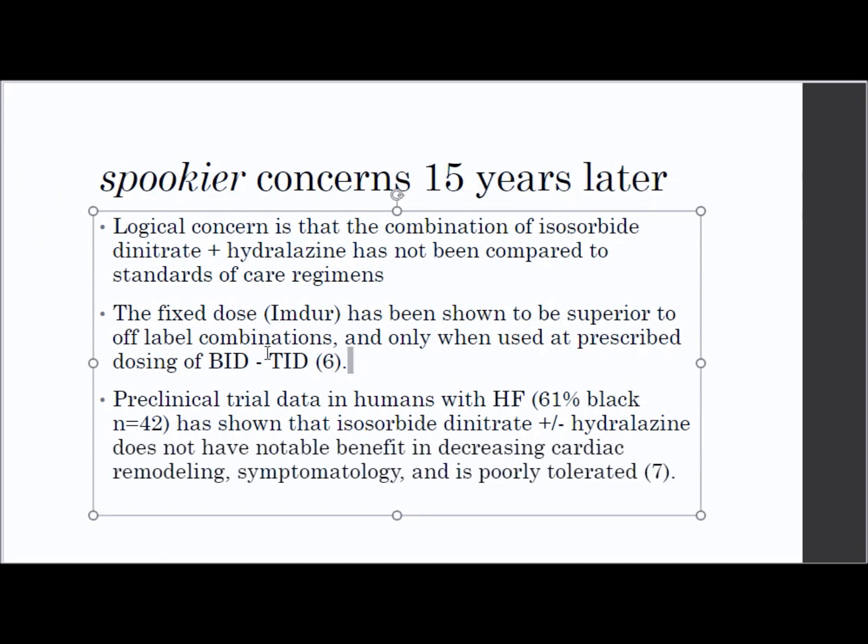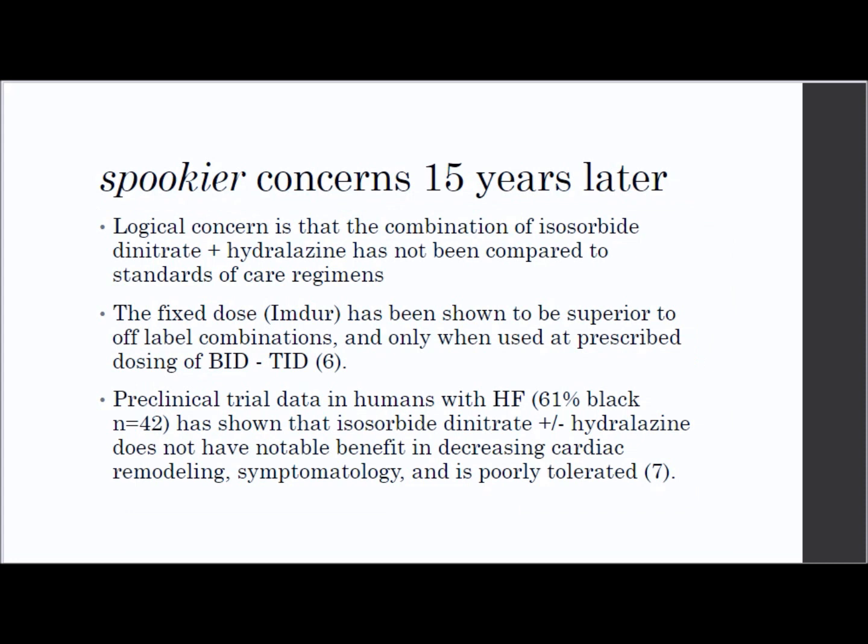It needs to be used at that fixed dose combination, which is really hard to get most patients on. And preclinical data has not shown that there is this massive benefit to the underlying cardiac model, albeit a very small population. So not things I would make claims about, but just concerns, right? There's not any studies assessing these nitrates and if they're truly still appropriate.